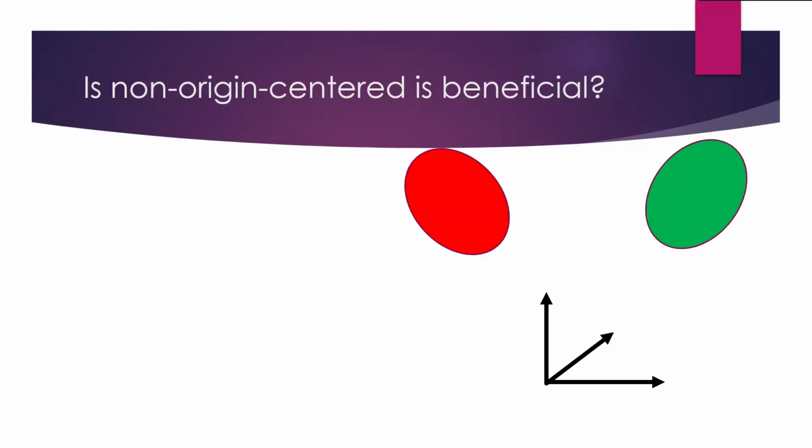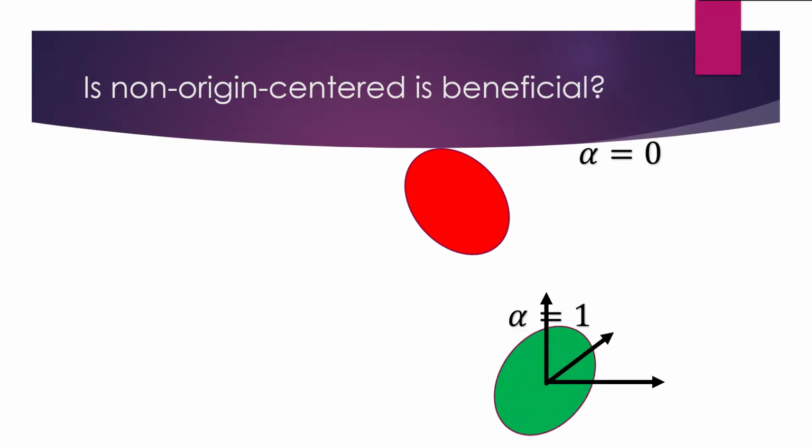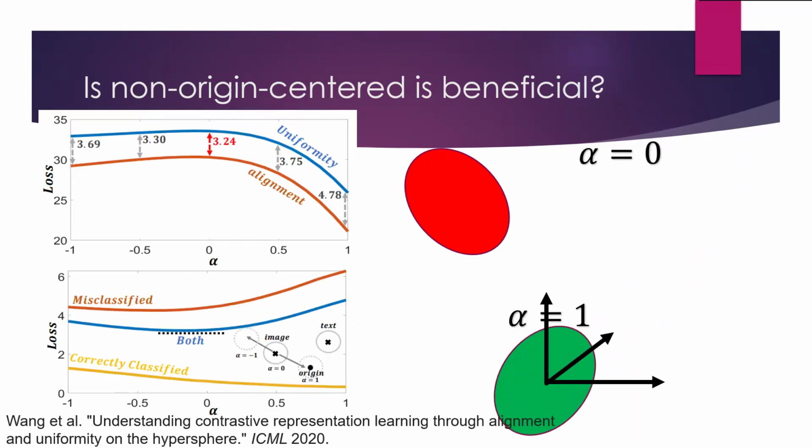We conducted the following experiment. We measured the loss as we gradually shifted one modality, say image or text, toward the origin. What we found is that CLIP's original configuration already optimizes the trade-off between alignment and uniformity. As we push the ellipsoid toward the center, the loss for correctly classified pairs continues to decrease. However, the loss for misclassified pairs increases. And these two effects balance out precisely at the point where CLIP naturally converges.